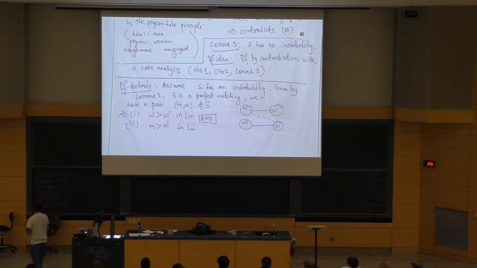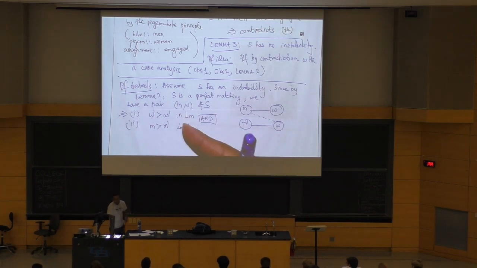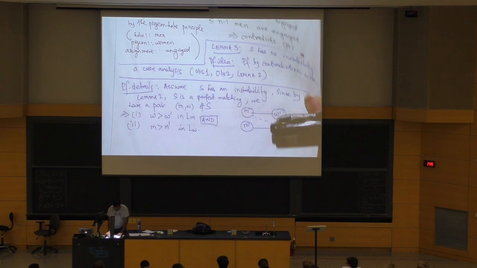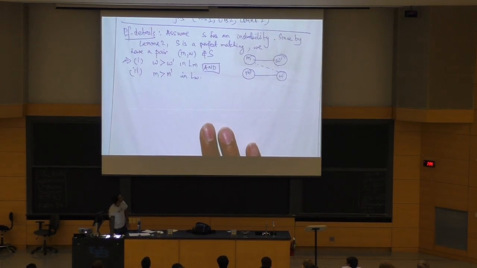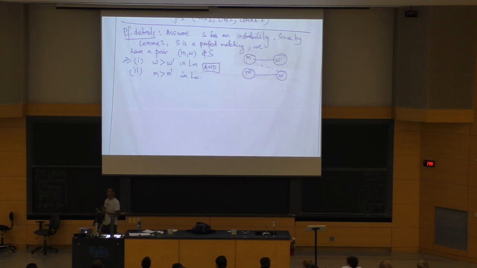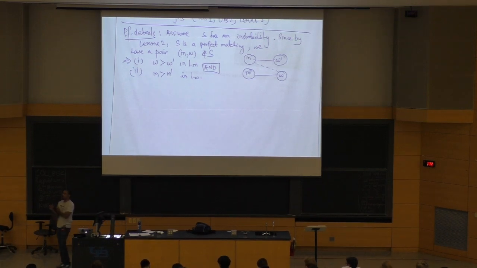Okay? So now what we're going to do is a case analysis, and the case analysis will always contradict either this part or this part. Okay? So the question is, what should we do a case analysis on? And when you think about it, there's not that much happening in the loop, right? What happens in every loop? A free woman proposes, right?